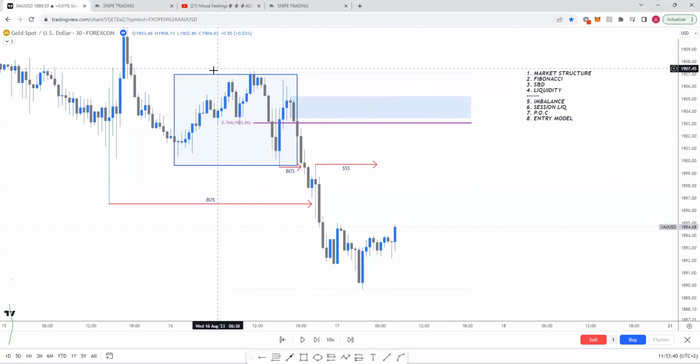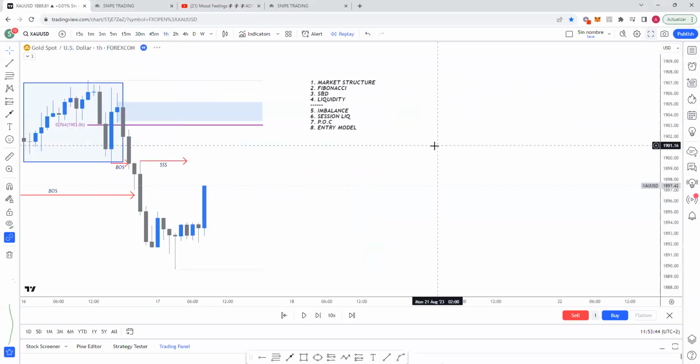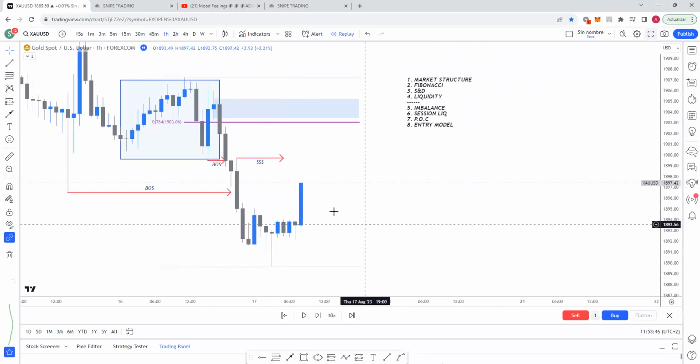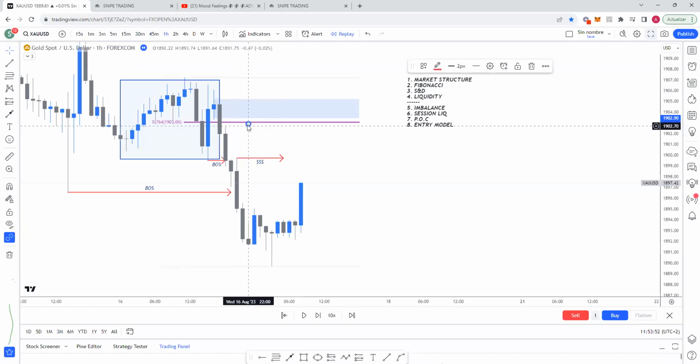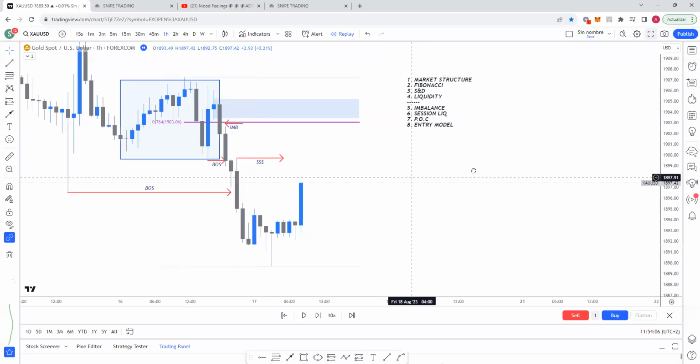So we do have an imbalance. If we go into the larger time frames, like 1 hour, the imbalance is more clear. I'm not sure why my mouse is not working completely fine. So we have an imbalance right here.